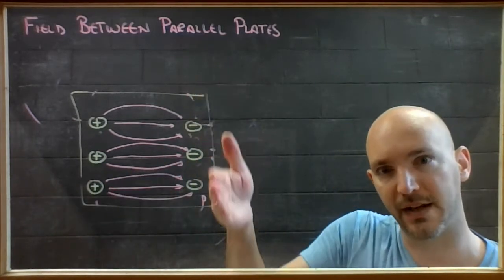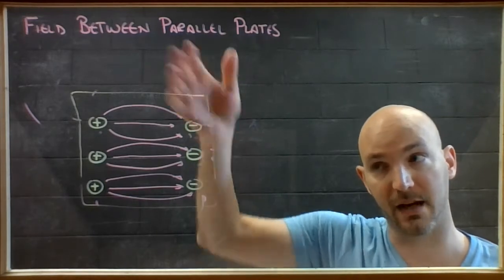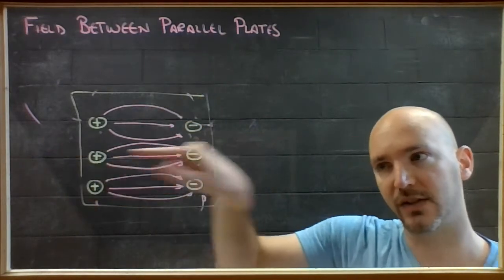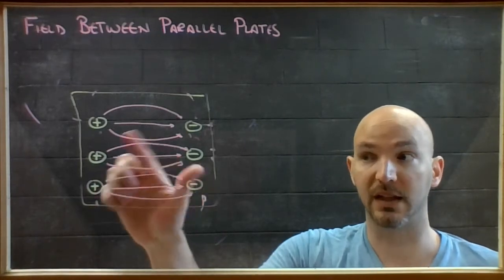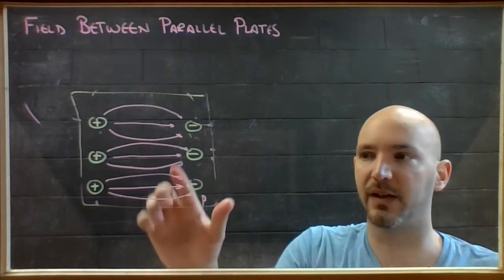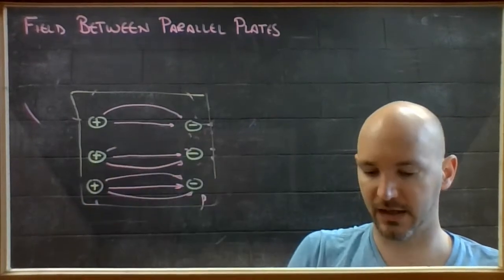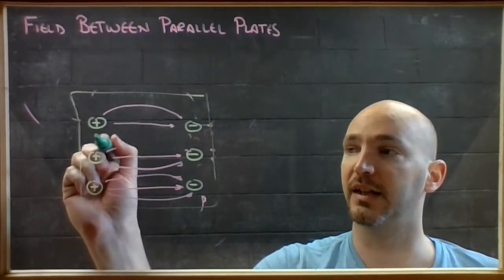So if I set my charges up this way, lined up like so, I start to get field lines that are pointing in a straight direction. There's a little bit of curve here. So how do I solve that? Well, I'll just introduce an extra set of charges like so.